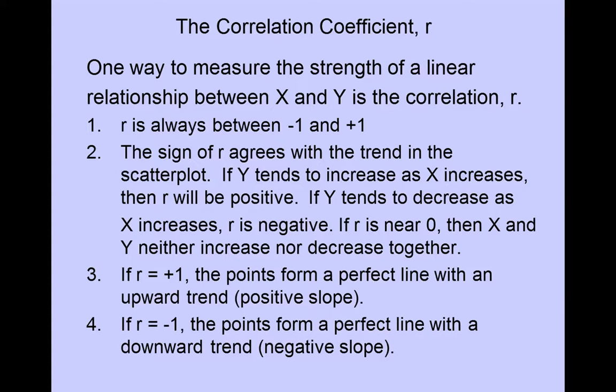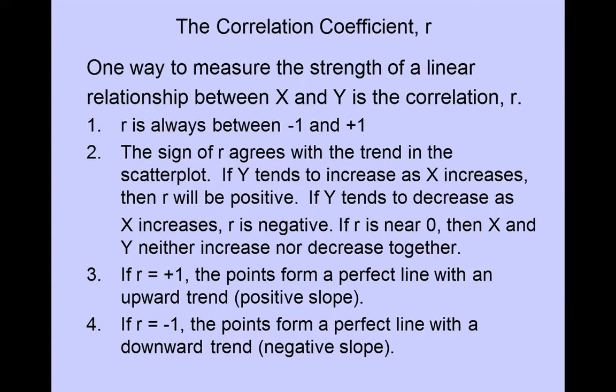The sign of r, whether it's positive or negative, agrees with the trend in the scatter plot. So if y tends to increase as x increases, then r is going to be positive. But if y tends to decrease as x increases, then r is negative. If r is near 0, then x and y don't really tend to increase or decrease together. They seem to be almost like dropping salt above a table and it just hitting and randomly scattering, and there's no real clear pattern.